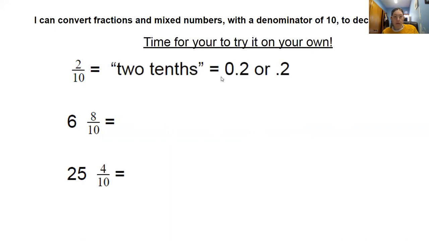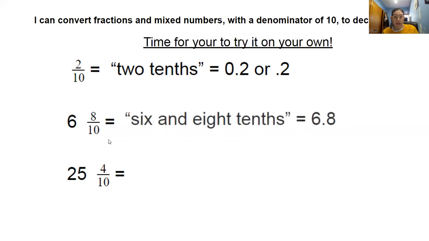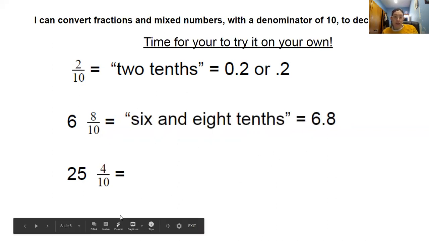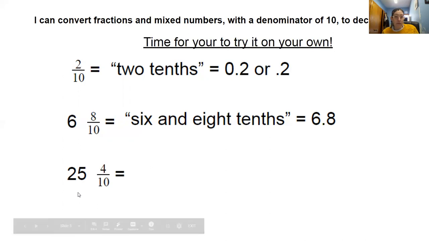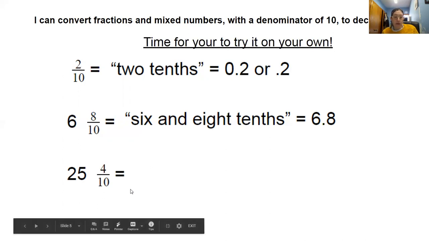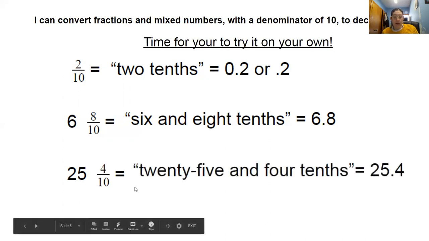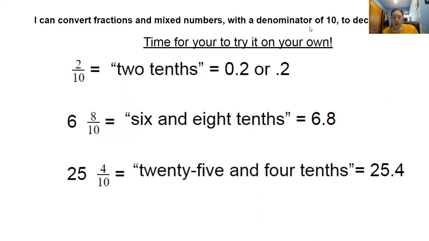2 tenths, 0.2, same as we did a little earlier. The next one, 6 and 8/10, 6.8. Now this was something a little bit new. We hadn't used a double-digit whole number before, but it really is the same as a single digit. This says 25 and 4/10. So you'd write down 25.4. And we're going to practice this a bit more as we continue learning this week.